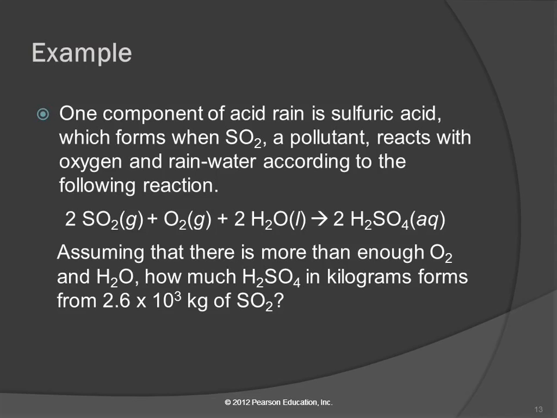One component of acid rain is sulfuric acid, which forms when sulfur dioxide, a pollutant, reacts with oxygen in rainwater according to the following reaction. So there we have our balanced chemical equation. Assuming that there's more than enough oxygen in water, how much sulfuric acid in kilograms forms from 2.6 times 10 to the third kilograms of SO2? So one thing they're doing to you in this problem is they're throwing kilograms in there. But notice that you're given a mass in kilograms and you end up with a mass in kilograms.